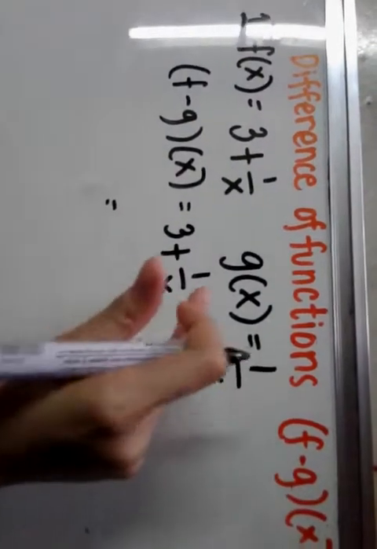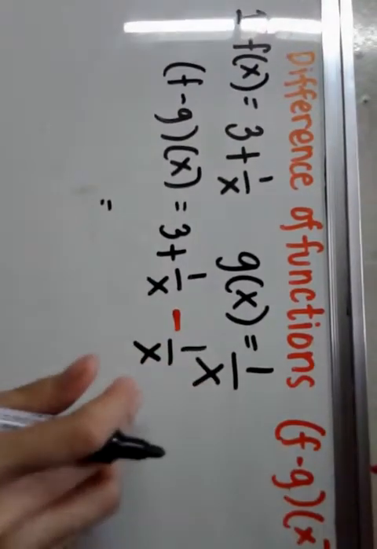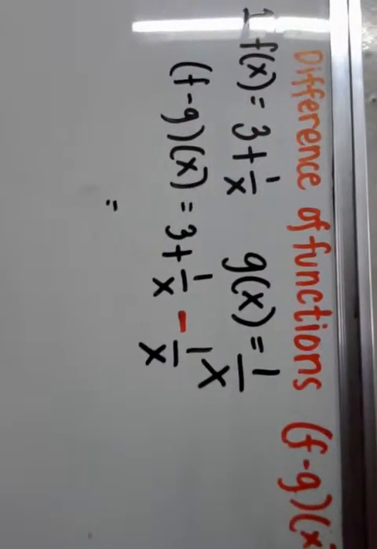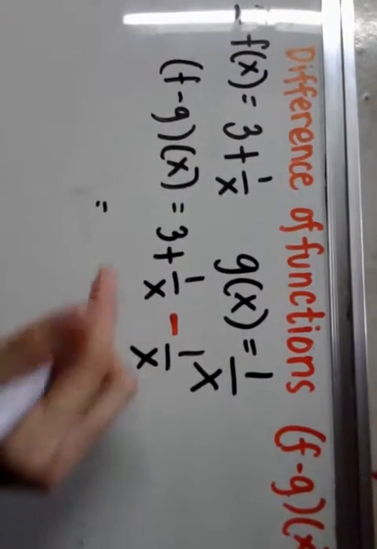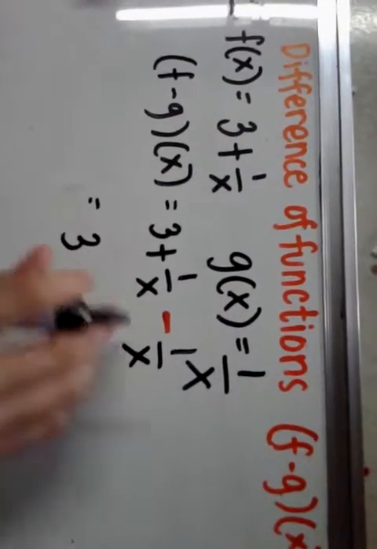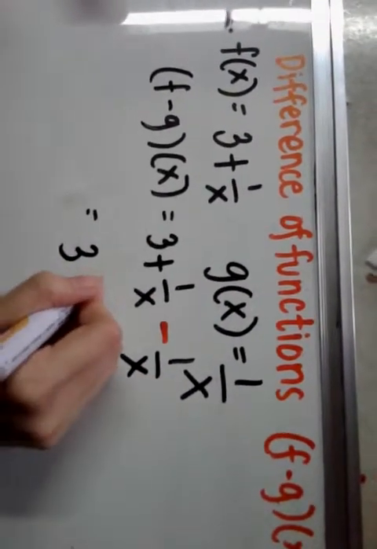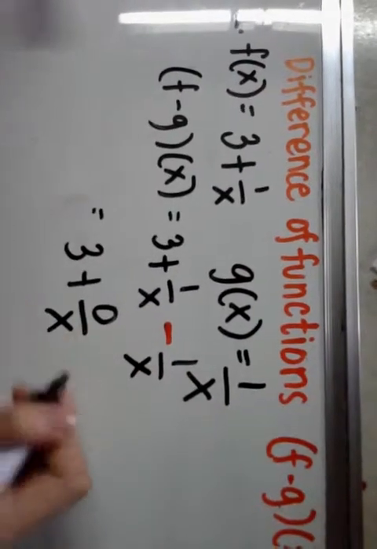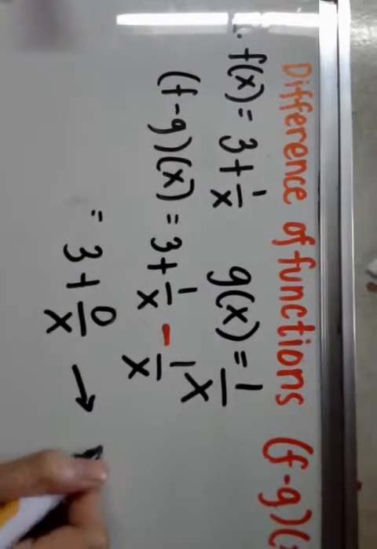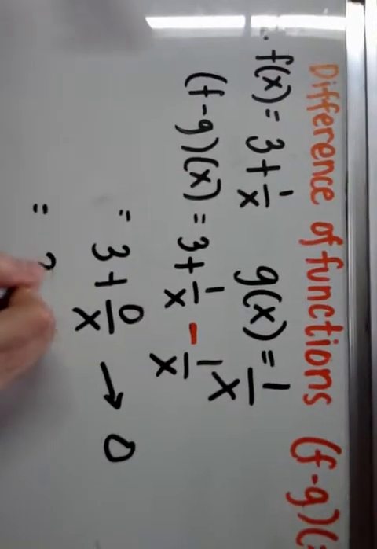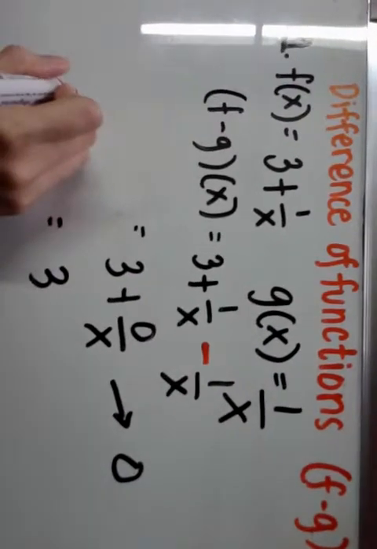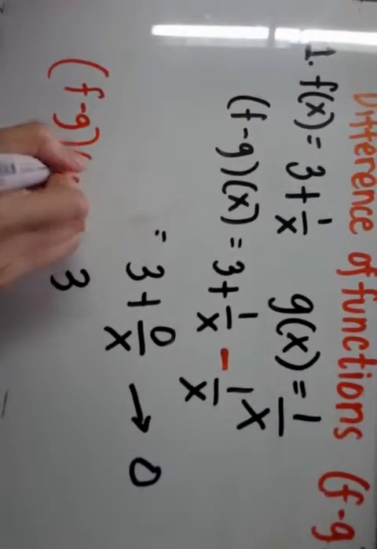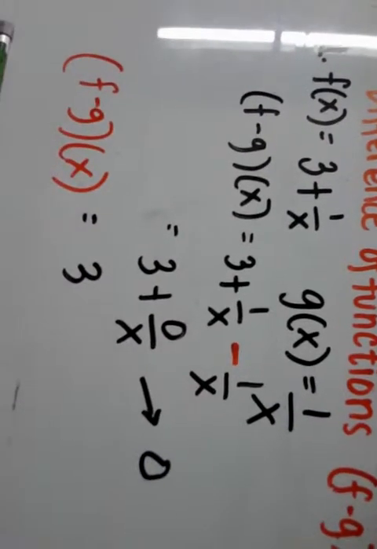So since 1 over x and negative 1 over x are similar fractions, we are just going to simplify it, or we're just going to subtract it. So copy 3. So 1 minus 1 is equals to 0 over x. So 0 over x is equivalent to 0. So therefore, our final answer is f minus g of x is equals to 3.